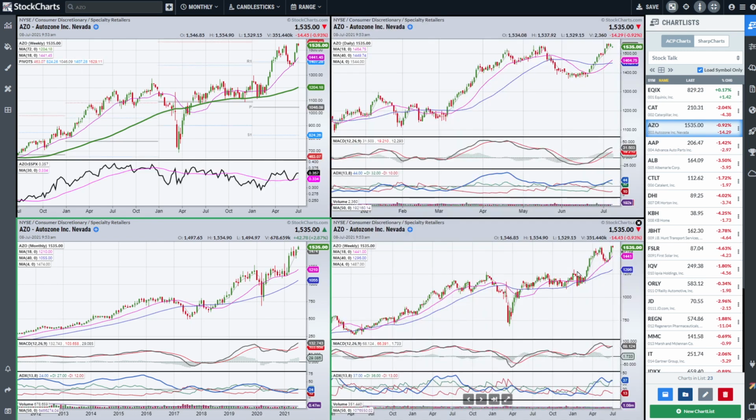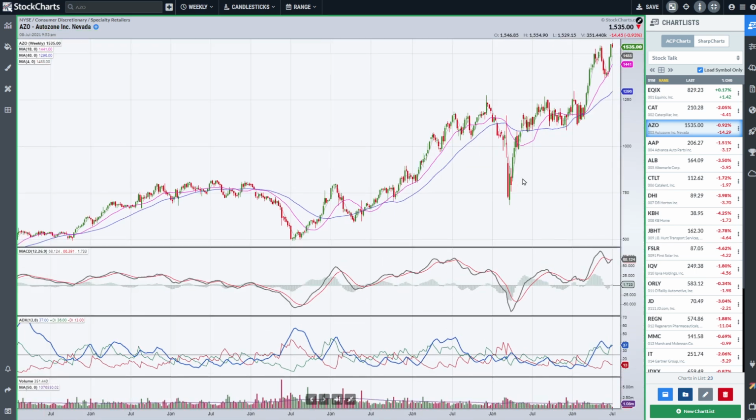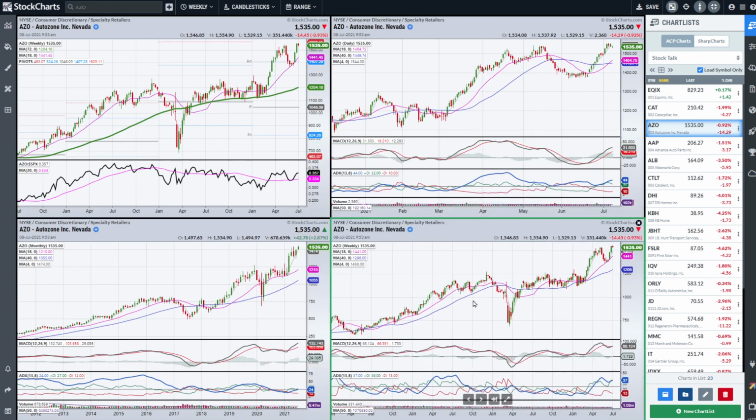AutoZone had a really nice breakout around 1250 or so, had a nice move, and then we had a pullback to the 18-week recently, and this is the pattern I just described with the ADX. We had a strong move to the upside and then the pullback. Notice you had a really strong move to the upside confirmed by ADX, and even though this pulled back to the 18-week, the ADX stayed strong, well above 30. That's a good sign.